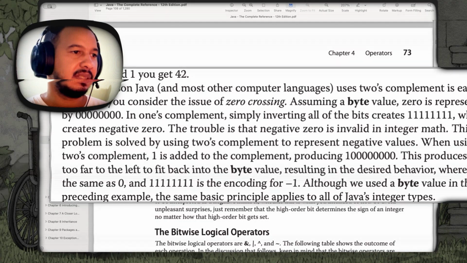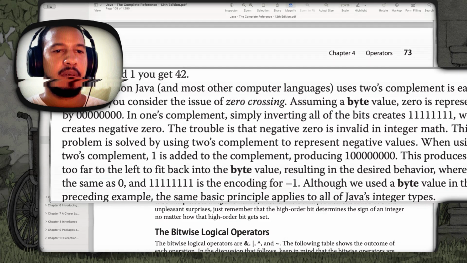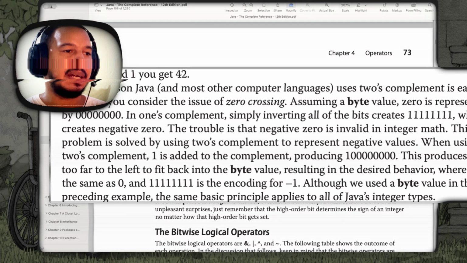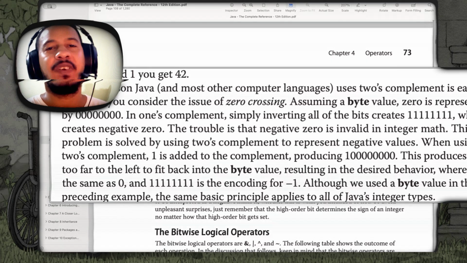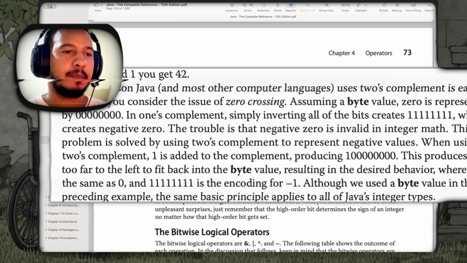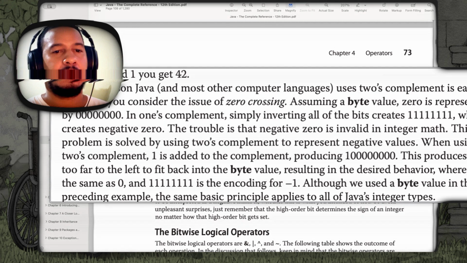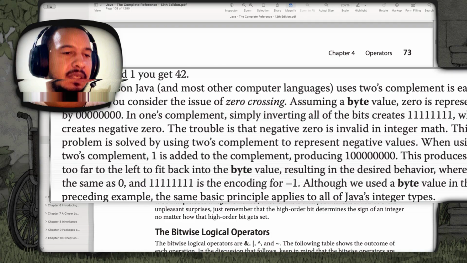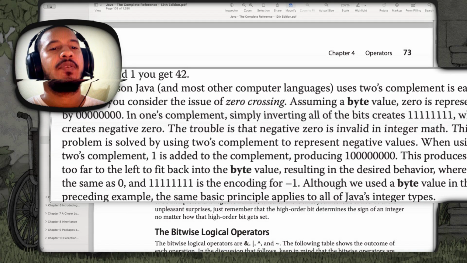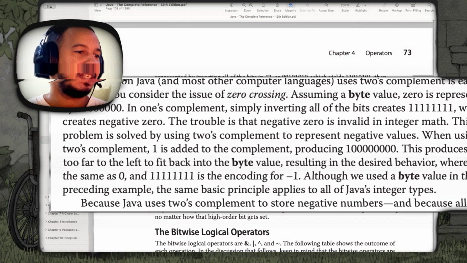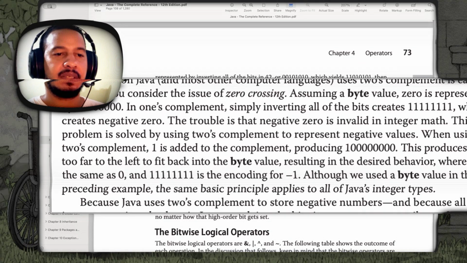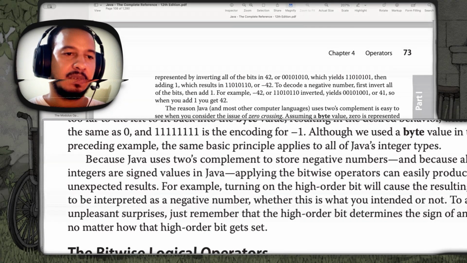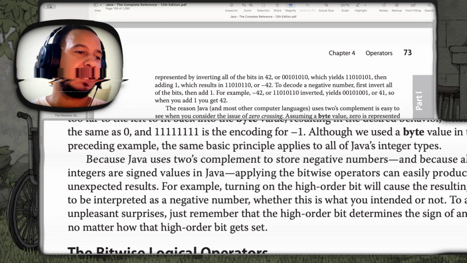When using 2's complement, 1 is added to the complement, which produces a 1 bit too far to the left to fit back into the byte value, resulting in the desired behavior where negative 0 is the same as 0, and 1, 1, 1, 1, 1, 1, 1, 1 is the encoding for negative 1. Although we used a byte value in the preceding example, the same basic principles apply to all of Java's integer types.